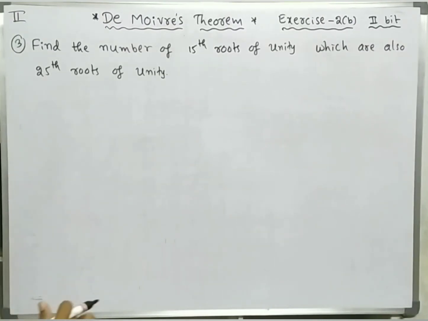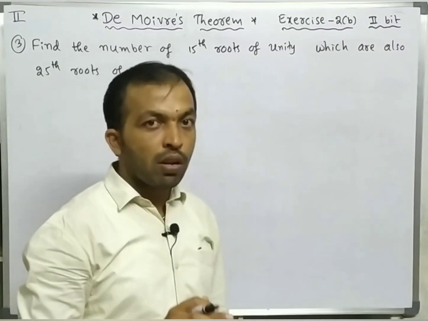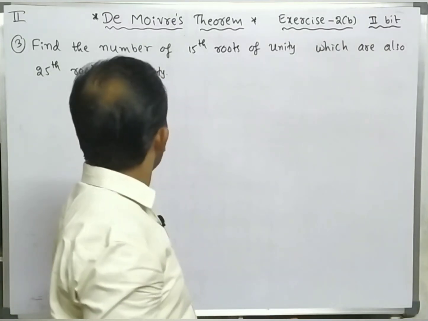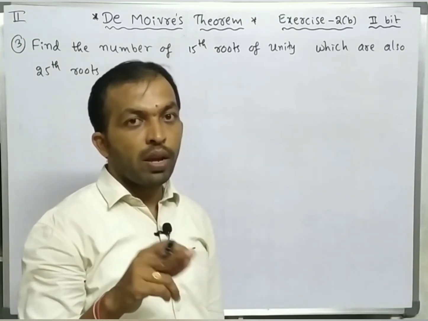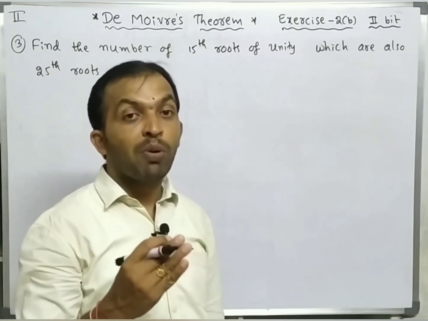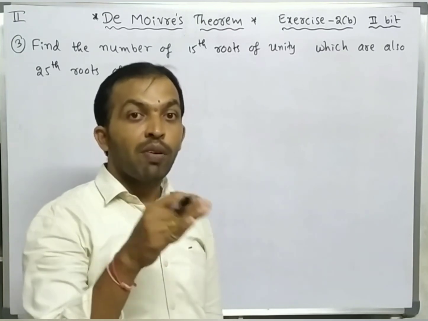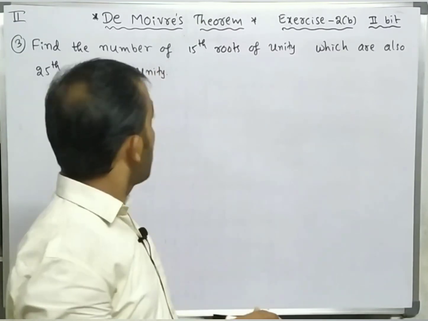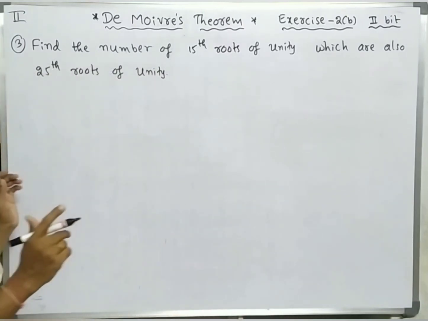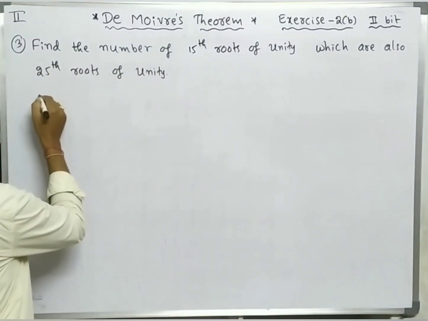Next, find the number of 15th roots of unity which are also 25th roots of unity. Okay, number of 15th roots of unity, and that means common. How many common roots are there from the 15th roots of unity and 25th roots of unity? Okay, so first, 15th roots of unity.